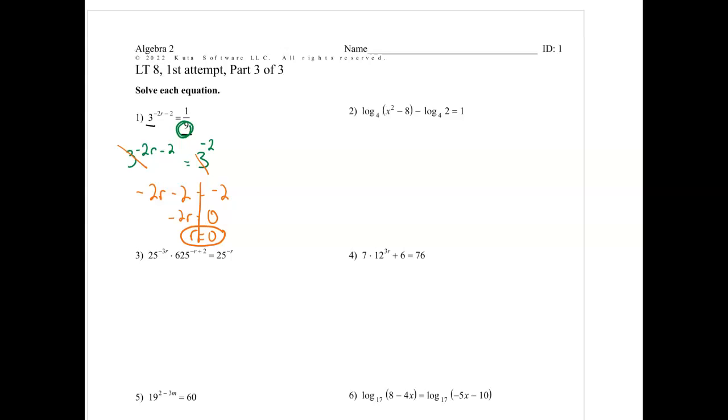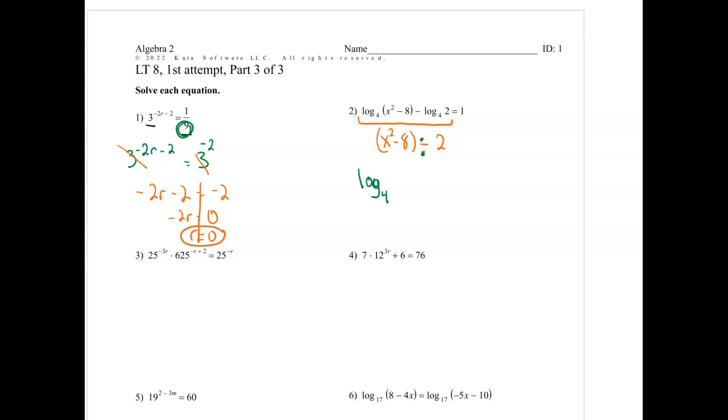All right, number 2. So number 2, I notice that I have a bunch of logs together on the left side. So the first thing I'm going to do is I will condense that down to 1 log. When you have multiple logs together on a side of the equal sign, just get it down to 1. So if I ignore the log, I want to see this as x squared minus 8 minus that 2, and this minus 2 is about to turn into divided by 2. Let me switch colors on that. So now I can condense it. I'll bring the log back.